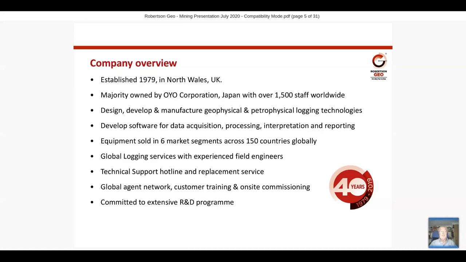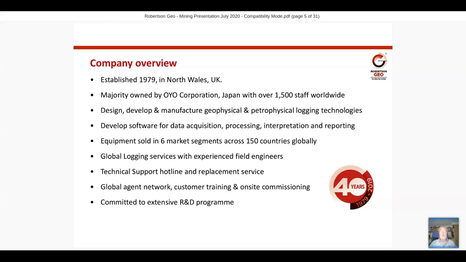So the company designs and manufactures geophysical and petrophysical logging technology. It's all designed at our base in North Wales, and we have a research and development facility along with our own borehole on site. We also develop the software for data acquisition. When the data is transmitted to surface, the data has to be acquired, processed, and interpreted. And we develop that software to be able to issue a final report to the client in the format that he requires.